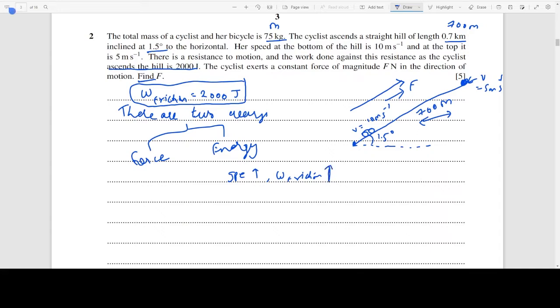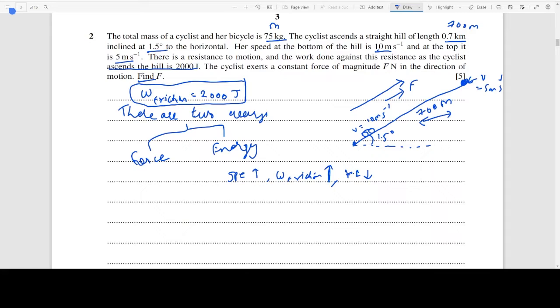But if you see, the velocity is decreasing, correct? It goes from 10 meter per second to 5 meter per second. So kinetic energy is decreasing. So we just have to equate the magnitudes of these. The magnitude of what's increasing should be equal to the magnitude of what's decreasing.